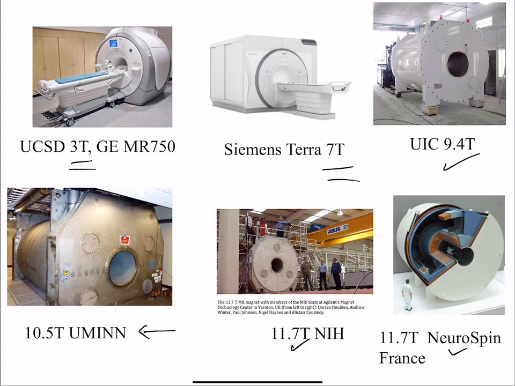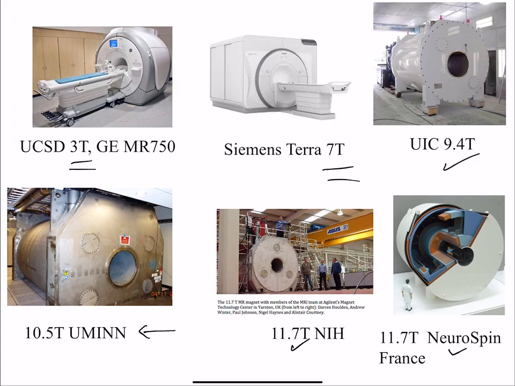Minnesota has always been at the head of getting really high field magnets working. So this is a monstrous magnet. It's a 10.5 tesla magnet. When I asked them why they didn't go to 11.7, basically they had enough money for 10.5, so that's what they built. Okay, I forget how much money. This is probably a $15 or $20 million magnet. Roughly up to 7T, it's about a million per tesla.